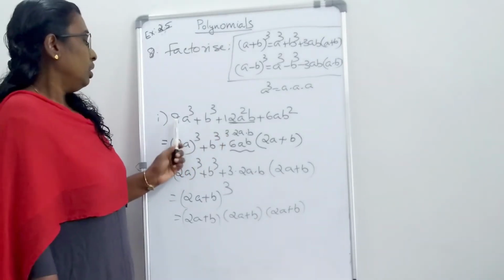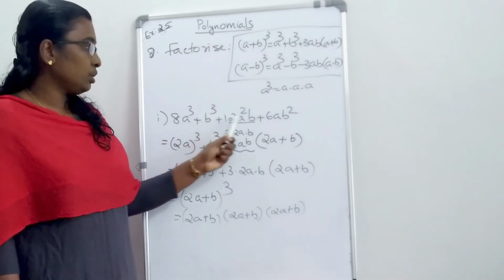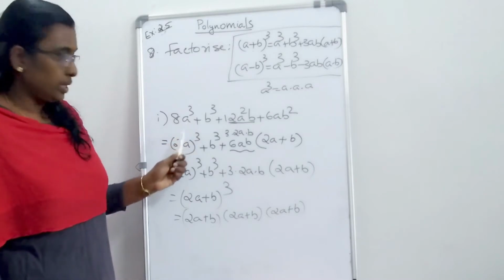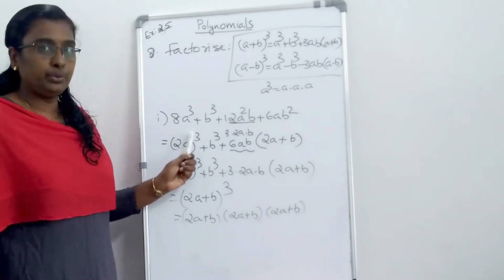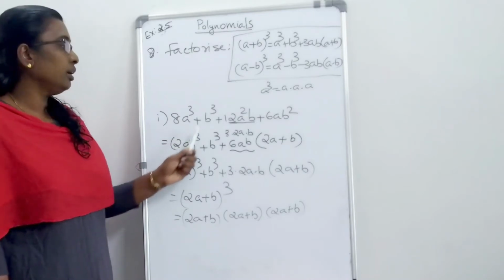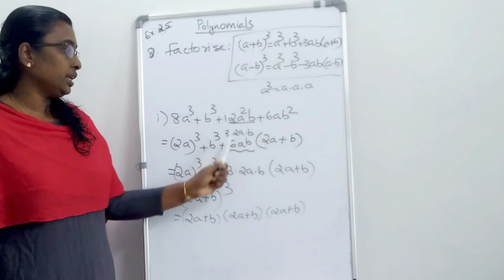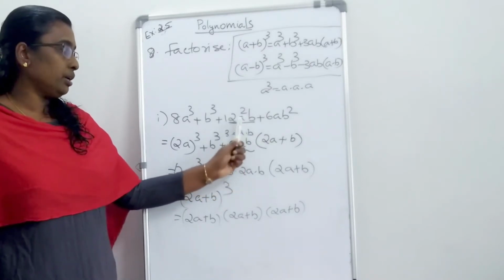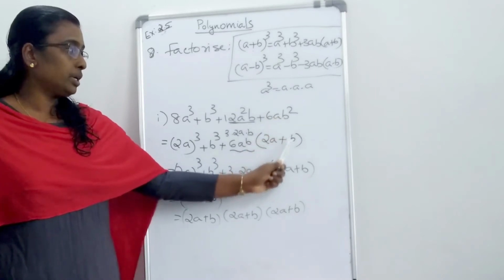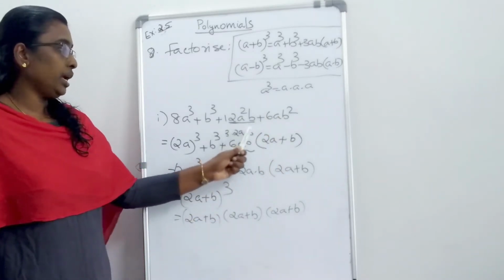Once more, factorize 8a cube plus b cube plus 12a square b plus 6ab square. Here 8a cube is 2a the whole cube. This is the cube of 2a, and b cube is the cube of b, and the common factor here is 6ab. If we take 6ab from here, the remaining factor is 2a. If we take 6ab from here, the remaining factor is b. The 6ab is 3 into 2a into b.